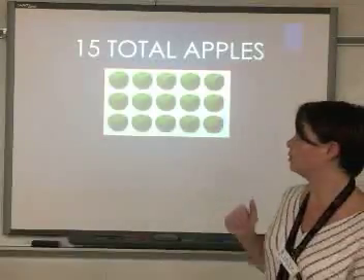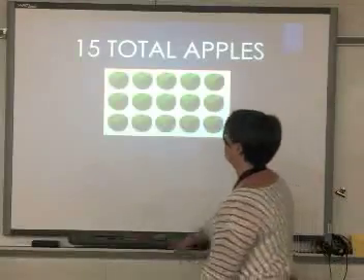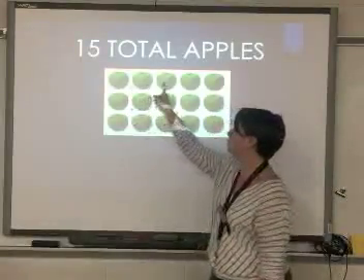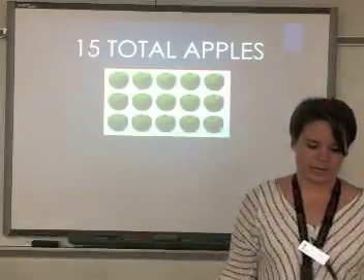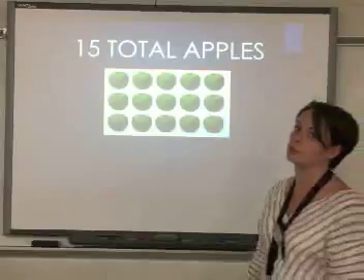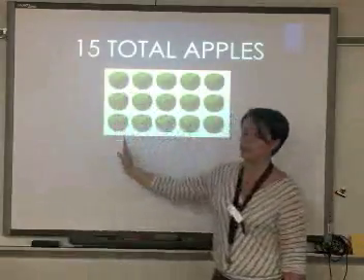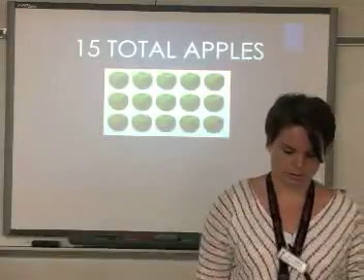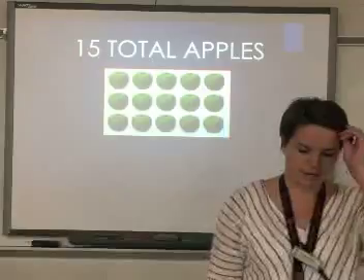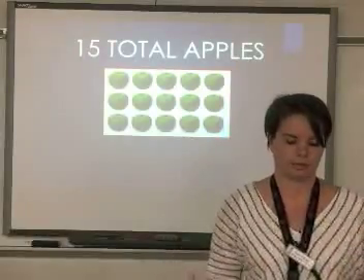Let's look at this example using the apples. I want you to count how many apples are in the first row. 1, 2, 3, 4, 5. You have 5 across, 5 in the first row. Now count how many apples are in the first column. 1, 2, 3. So you have 5 across and 3 down. Now if you multiply those two numbers, you know that 5 times 3 equals 15.